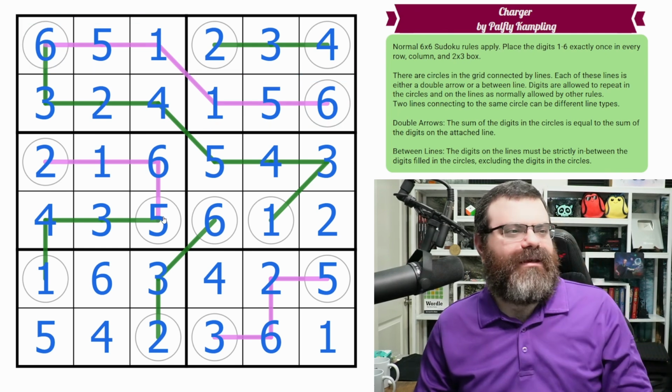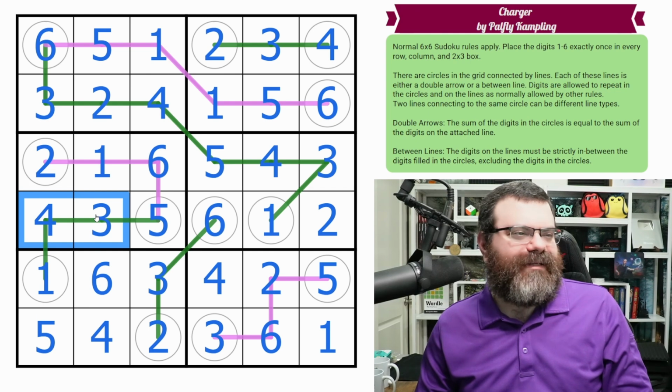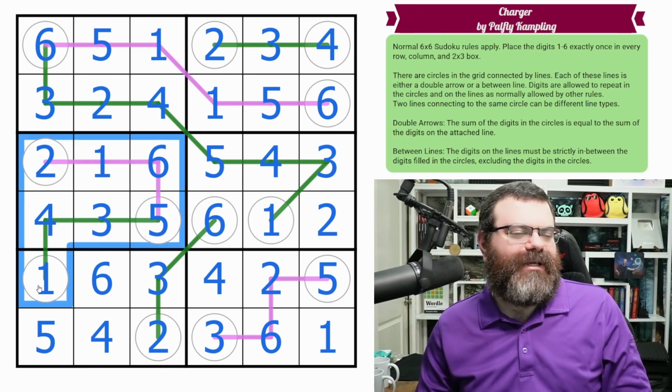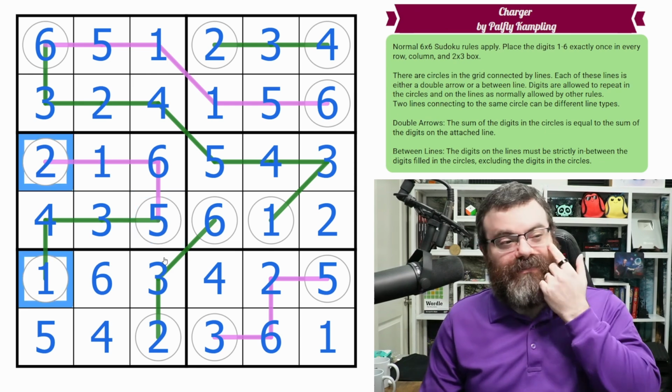And then the second thing was, we knew these two added to 7 and these two added to 7. So these couldn't both be double arrow, because if they were, then these two would add to 5 and these two would add to 5, making these two the same digit.